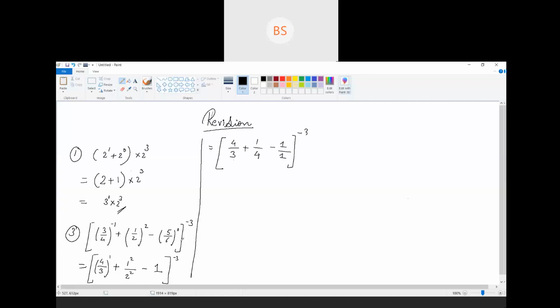Now inside the bracket what can we see? It is addition and subtraction of fractions. So whenever we have addition or subtraction of fractions, what do we do? We always find the LCM, right? So what will be the LCM over here? Can anyone tell me? 12. Yes, 12. Very good. So I'll write the whole thing divided by 12. So now 3 4s are 12. Now here 4 3s are 12. And 1 12s are 12.